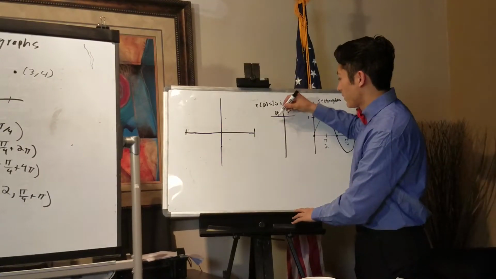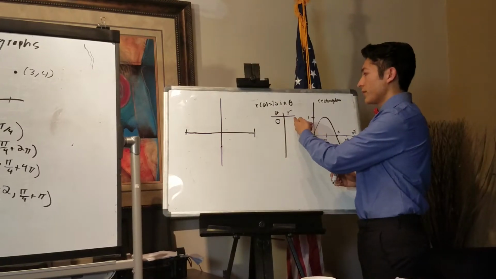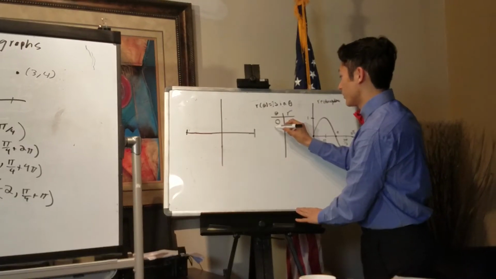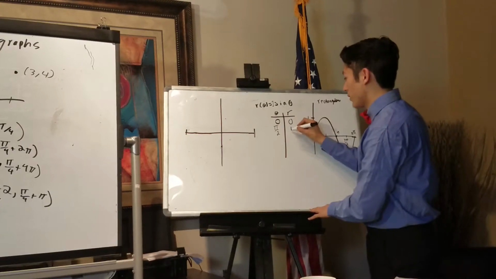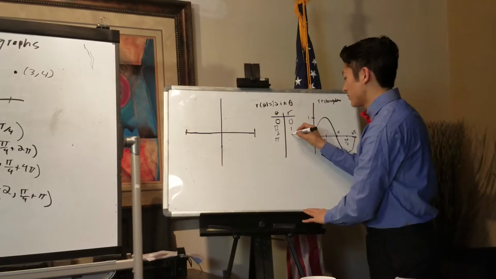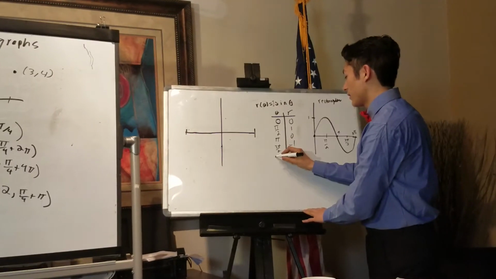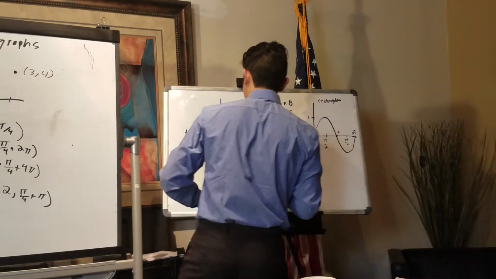For example, let's make a table. So theta of 0, you'll get an r of 0. And then we'll keep it simple. Let's just go like we did before over here. Pi over 2, we'll get 1. If we do pi, then we'll get 0. 3 pi over 2, we'll get negative 1. And 2 pi, we'll get 0. Now what does this look like on a graph?